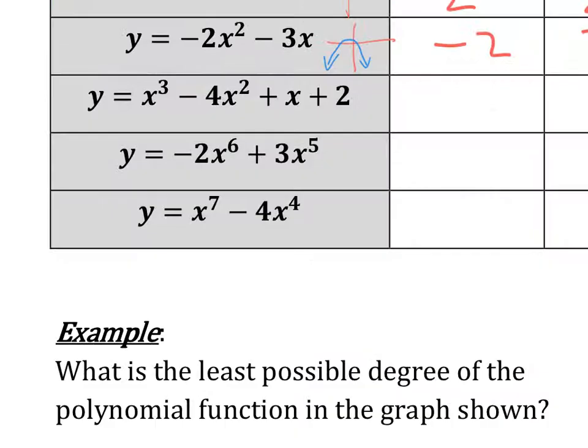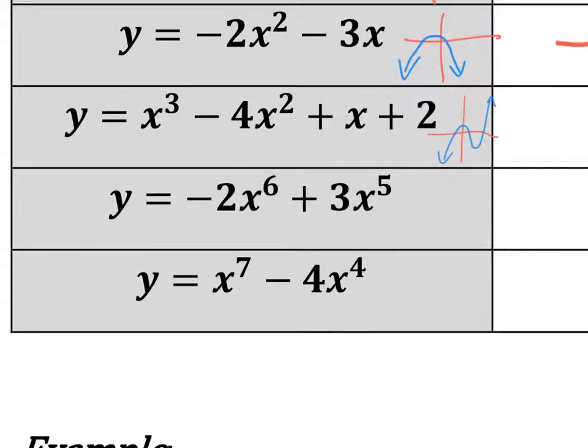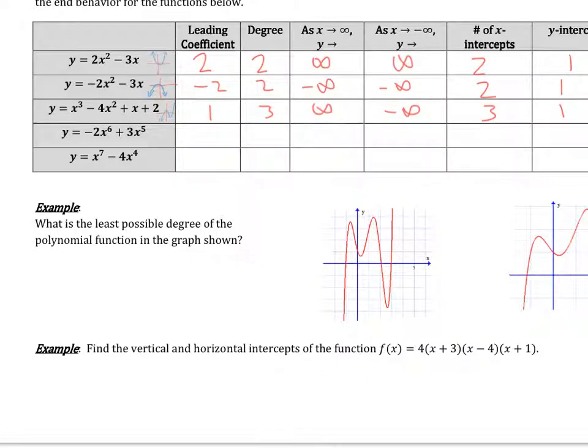Let's check the next one. Here we have a cubic function. Try that one out. So for this graph, we get a little interesting one. It looks like this for x to the third power. And we notice with a leading coefficient of 1, degree of 3, it goes to infinity, going off to the right, negative infinity to the left, 3 x-intercepts and 1 y-intercept.